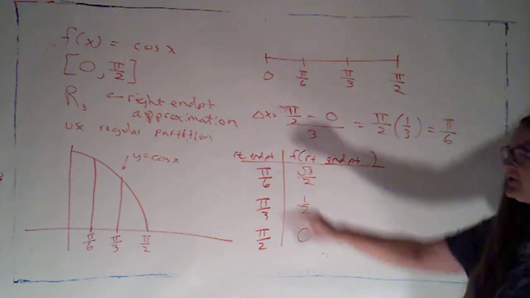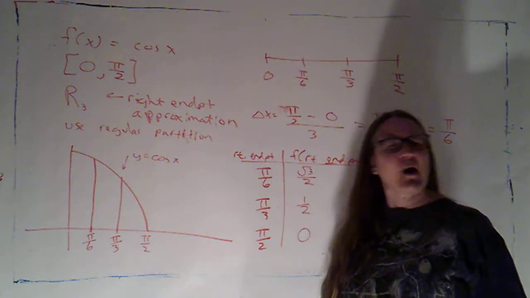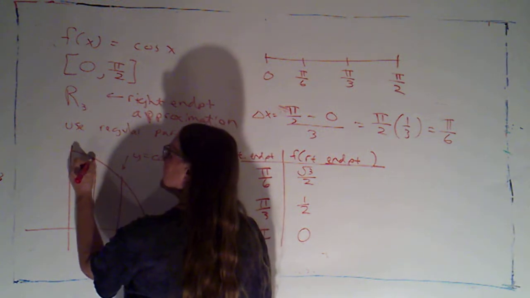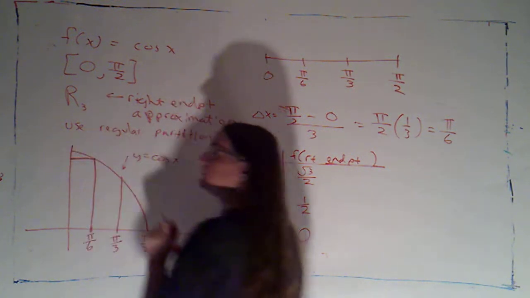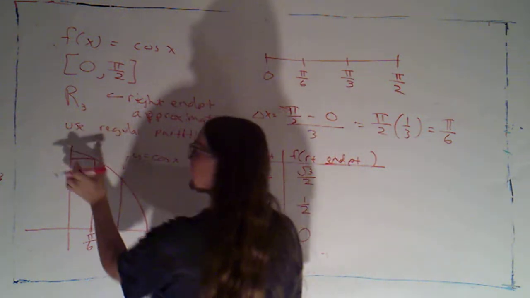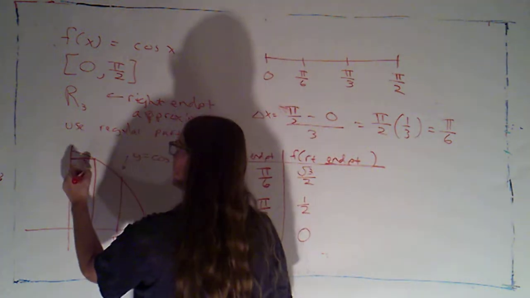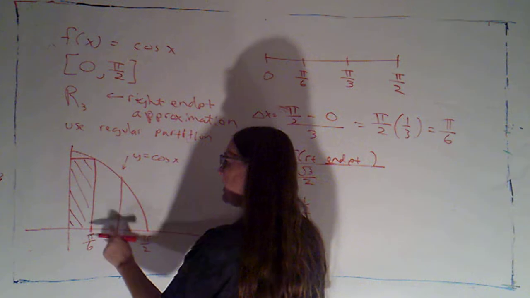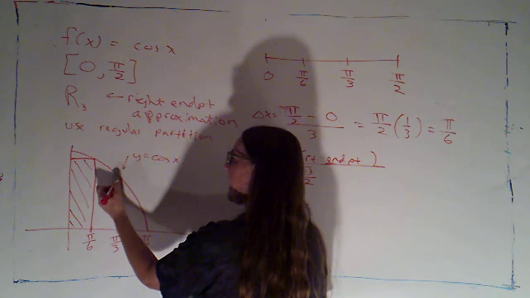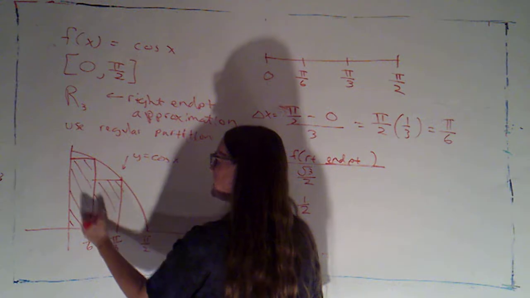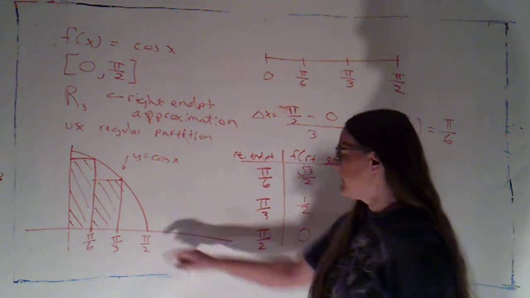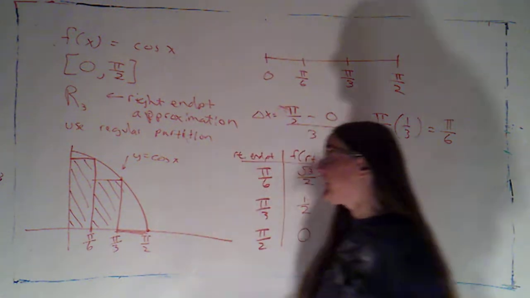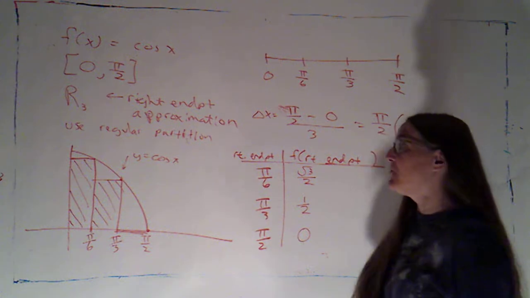So drawing the picture, I forgot to specify that I wanted you to draw the picture. I hope you did. I come to my first right endpoint. I come to the height here. I'm extending that across the entire interval. So that's the height over this entire subinterval. So there's my first rectangle. For the second subinterval, I come to pi over 3. I come to the height there. I extend that across the entire subinterval. And then for pi over 2, that's going to give me a degenerate rectangle. That's going to have 0 height once again.